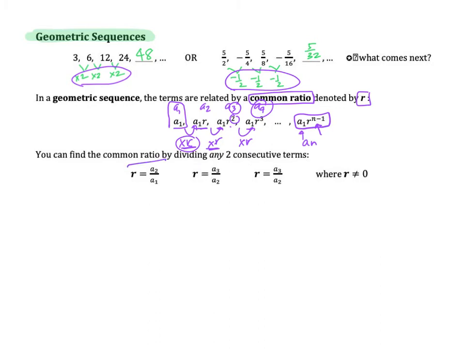How do you calculate the common ratio? You can take any 2 consecutive terms and divide the later term by the earlier one: the third term divided by the second term, or the second term divided by the first term, or the fourth term divided by the third term. And the common ratio, of course, can never be 0, or you wouldn't have any numbers other than 0 in your sequence.